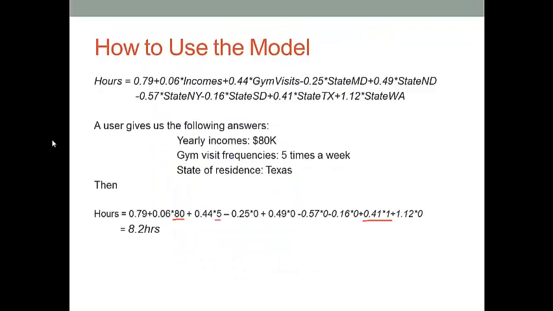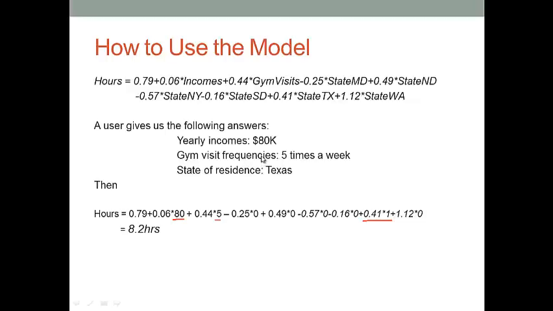Suppose a customer gives us the following answers. He said his yearly income is about $80,000. He visits the gym about 5 times a week, and he's from Texas. Now we can plug these numbers into the equation we just got. For instance, we replace incomes with 80. This is the customer's yearly income, right? We replace gym visits with 5. This is the reported gym visit frequency every week.